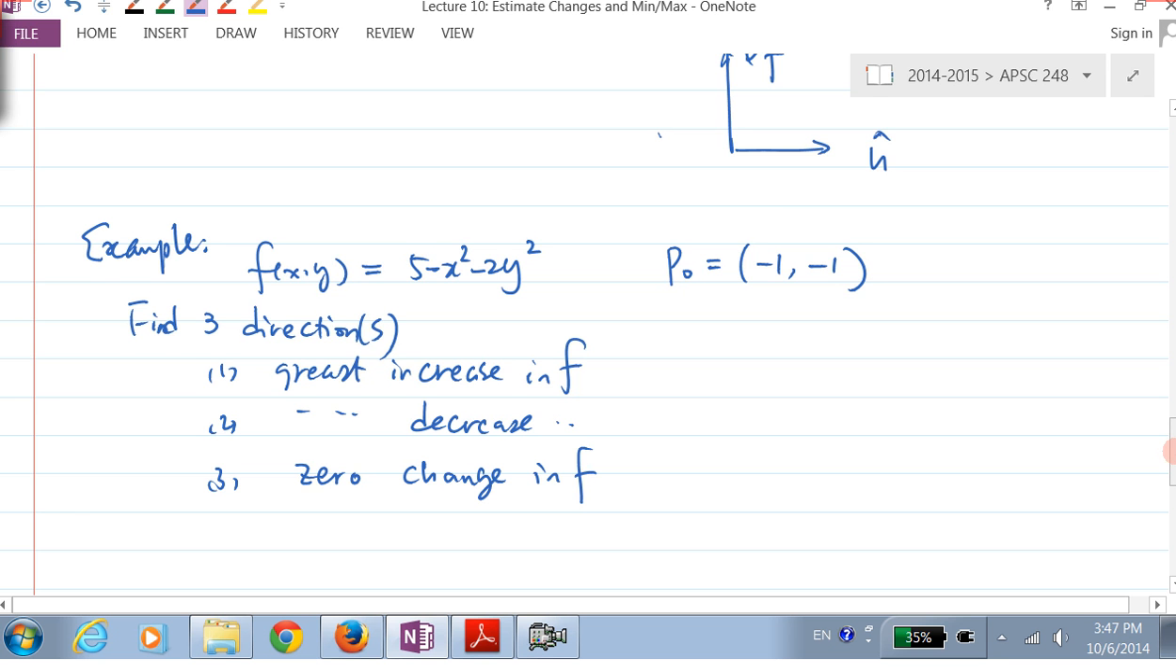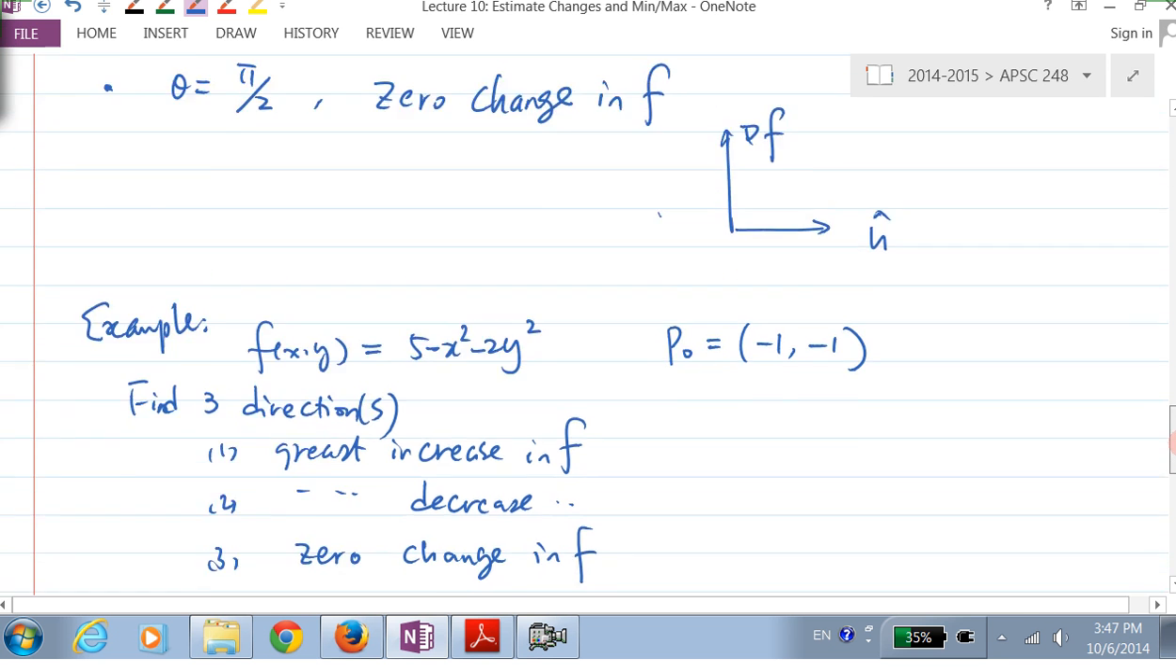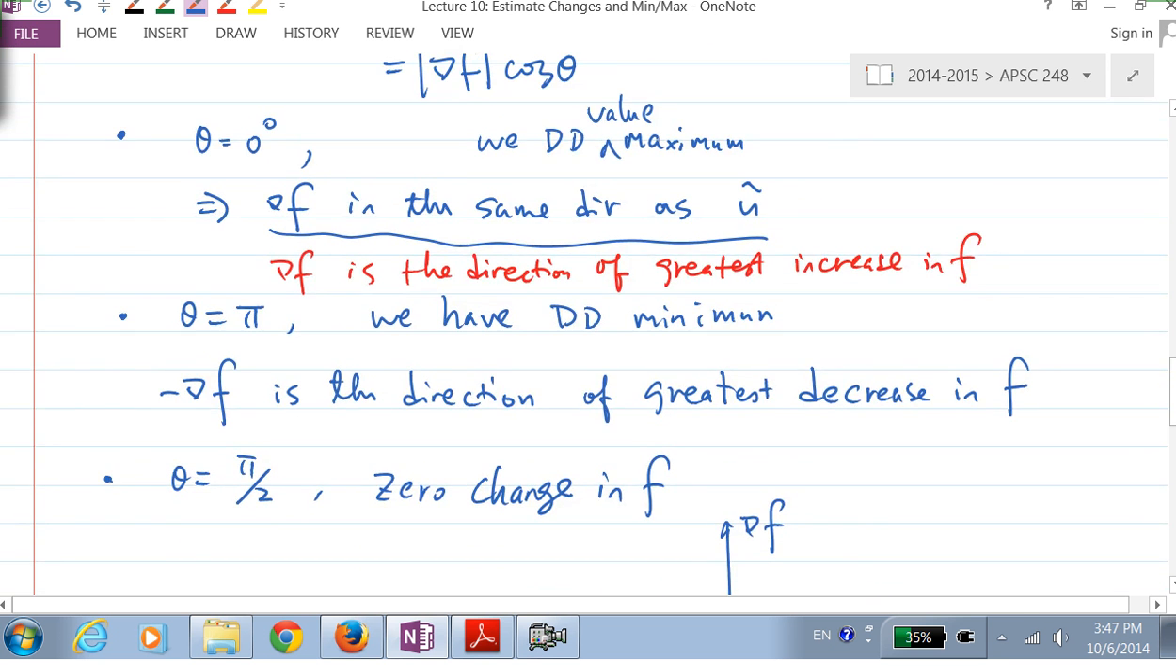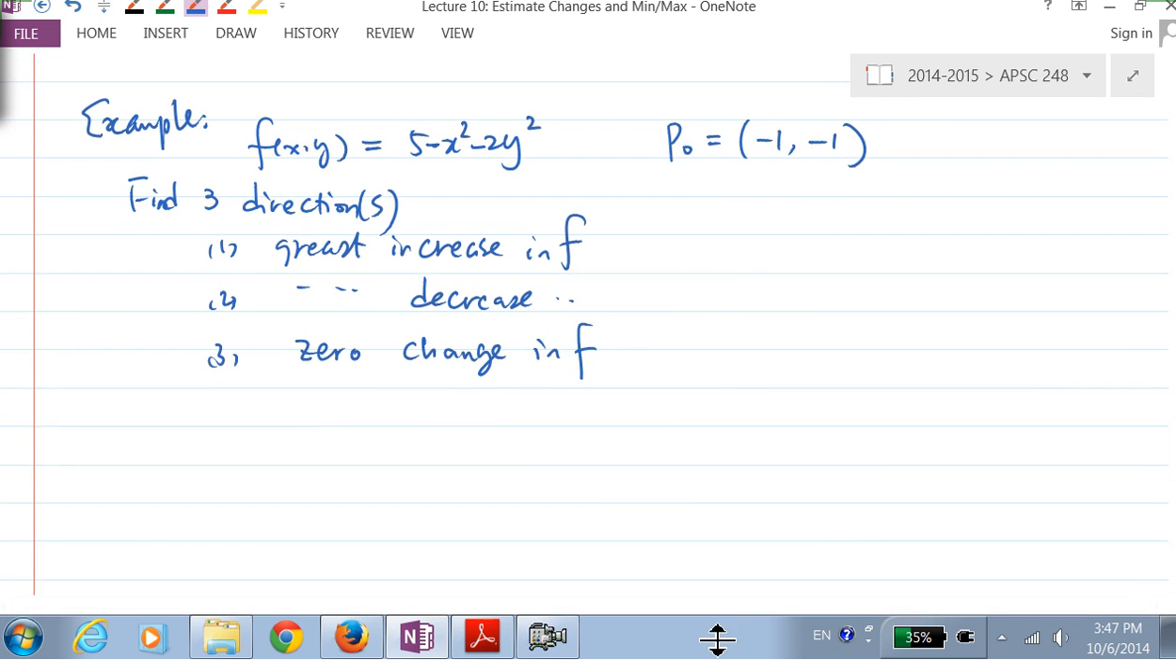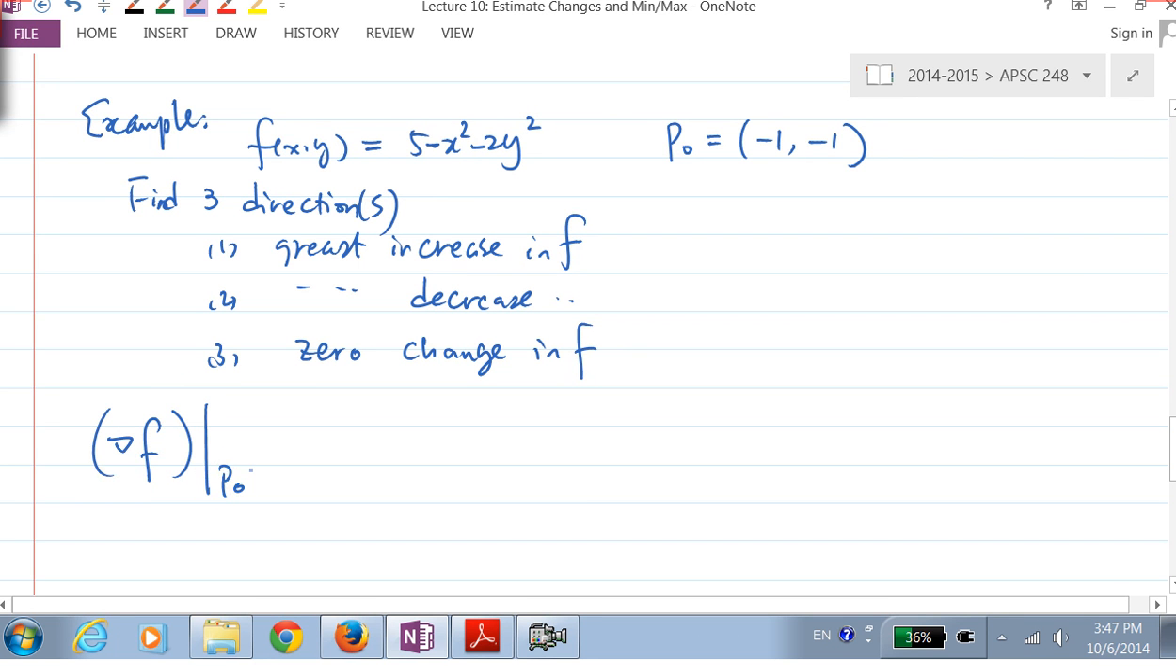Okay, so all we need to do is analyze based on the 3 bullets that are here. Either way, we have to calculate the gradient vector. We need to calculate the gradient vector at this P naught location first. So we need to know what this gradient vector is, and then we'll figure out the 3 different directions as required.